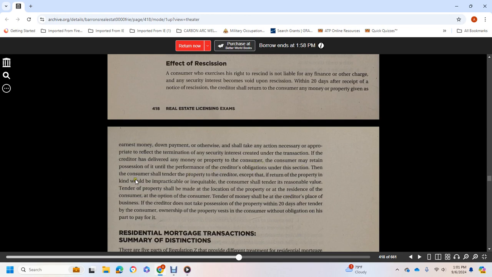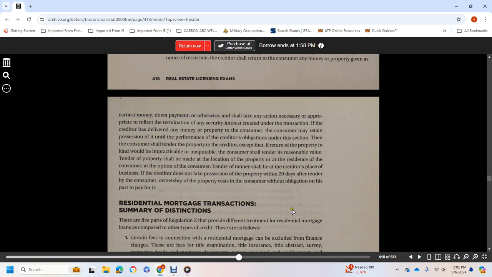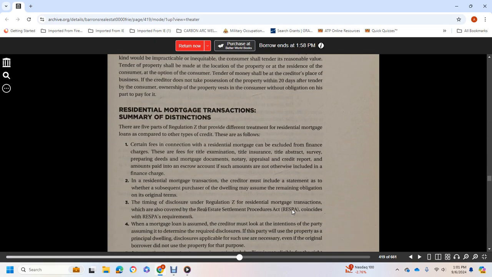The consumer shall tender the property to the creditor, except where the return of the property in kind would be impractical or inequitable. In that case the consumer shall tender its reasonable value. Tender of property should be made at the location of the property or at the residence of the consumer. At the option of the consumer, tender of money may be made at the creditor's place of business. If the creditor does not take possession of the property within 20 days after tender by the consumer, ownership of the property vests in the consumer without obligation on the part of the consumer to pay for it.